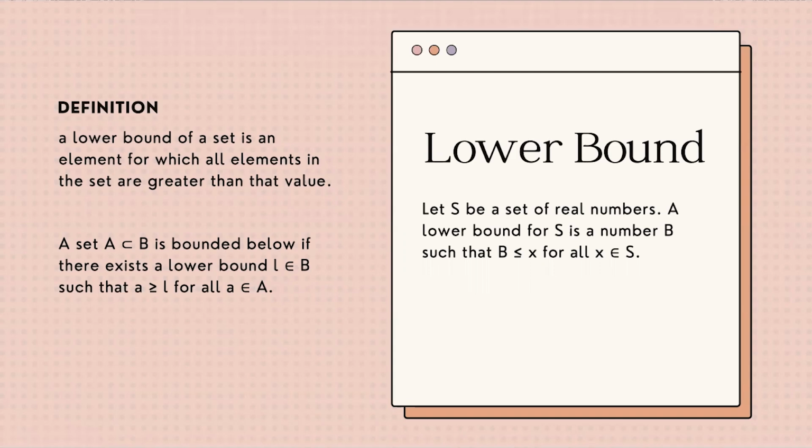Okay? So, a set A that is a subset of B is bounded below if there exists a lower bound L that is an element of B such that A is greater than or equal to L for all A element of your set. So we just defined the lower bound of the set, and we have also defined lower bound using subsets.